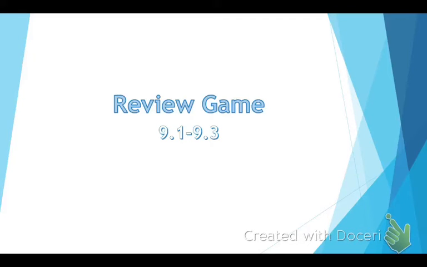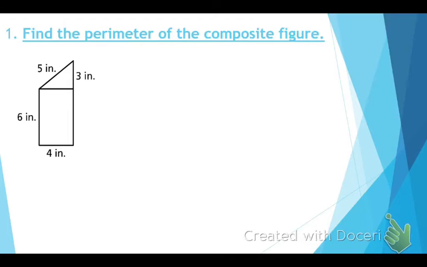All right, so for the review game today, we're going to go over 9.1 through 9.3. My goal is to help you feel more prepared for the test tomorrow. First problem, go ahead and find the perimeter of the composite figure.